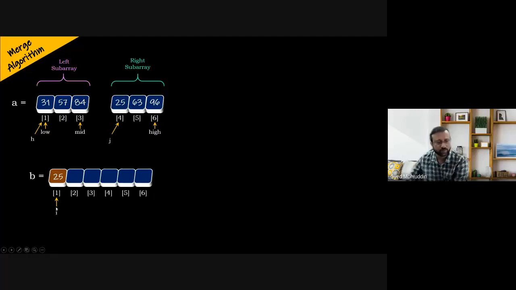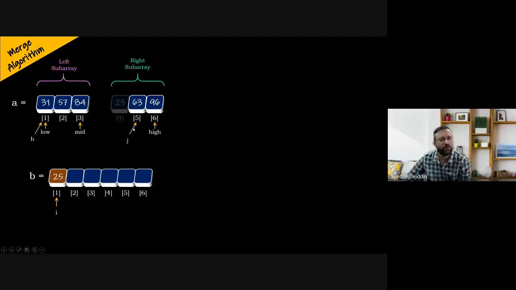Then which element did we store? We stored 25, which was referred to by j. So this element we have stored in this array. Actually, it is not deleted. I'm just darkening it to show that this element is completed. We have processed this element.